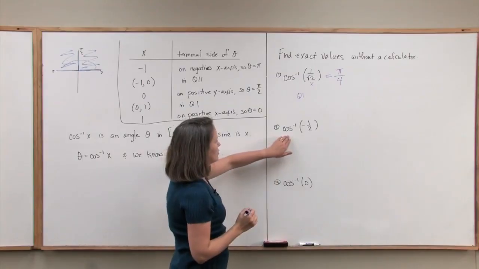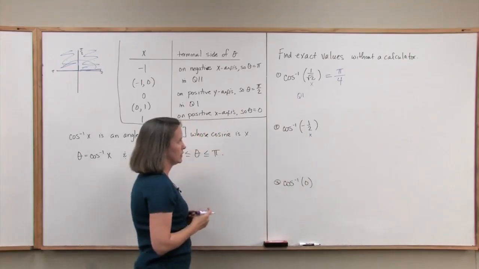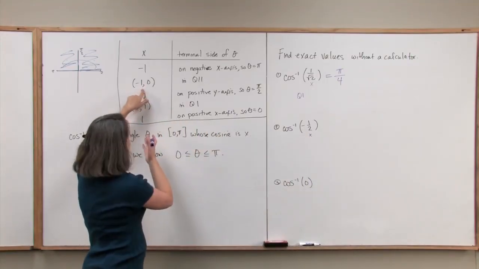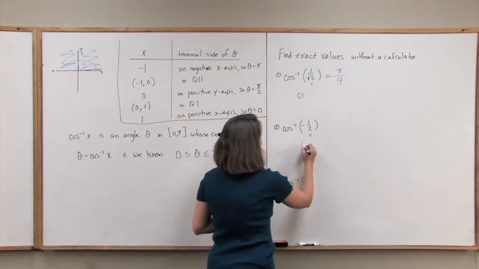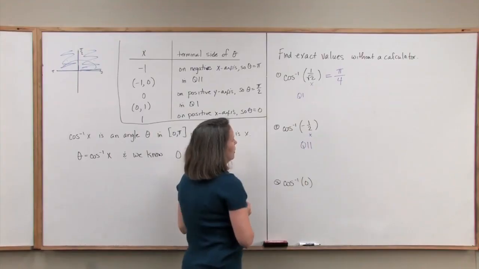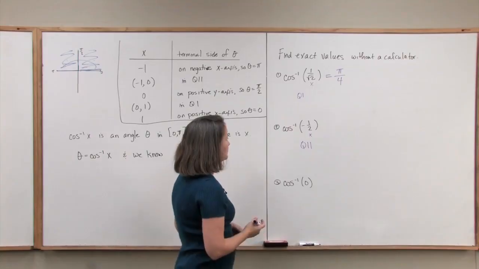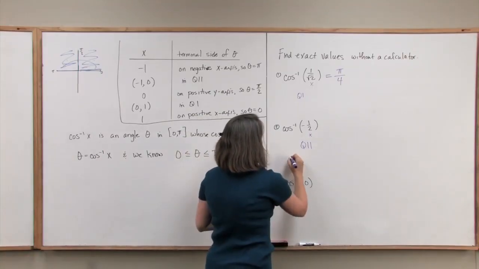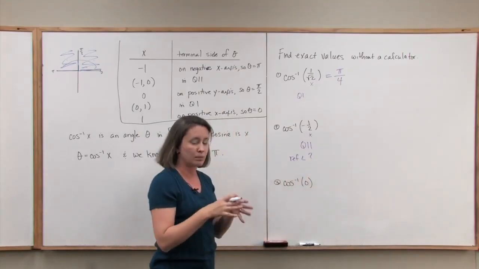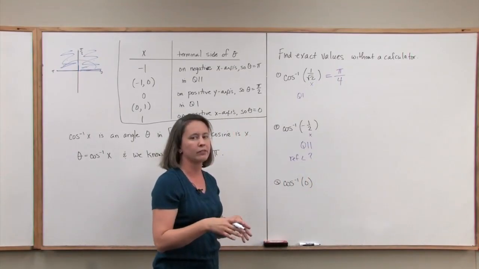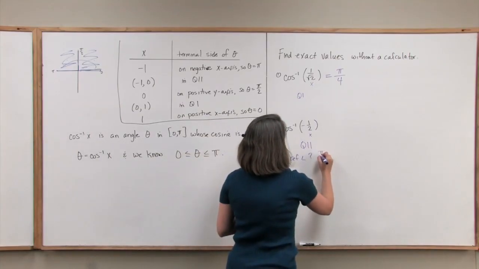The second one, the inverse cosine of negative 1/2. In this case, the x value is negative 1/2. That's going to be in this interval, negative 1 to 0. That means the terminal side of our angle theta is in quadrant 2. So we need to figure out which angle that is in quadrant 2. We're going to use a reference angle to help us. The reference angle is the positive acute angle whose cosine is 1/2. Right, the reference angle should be pi over 3.